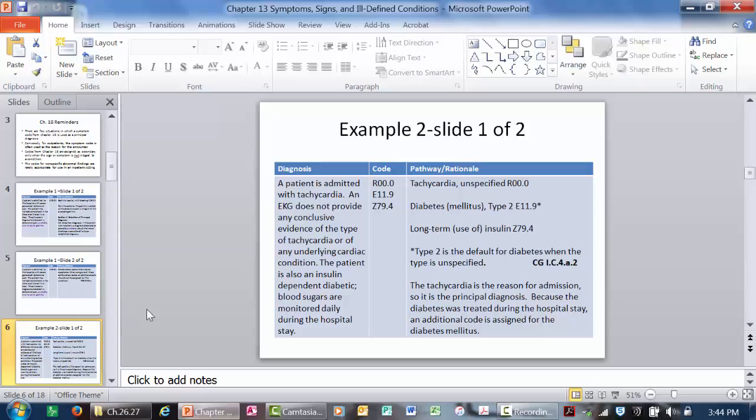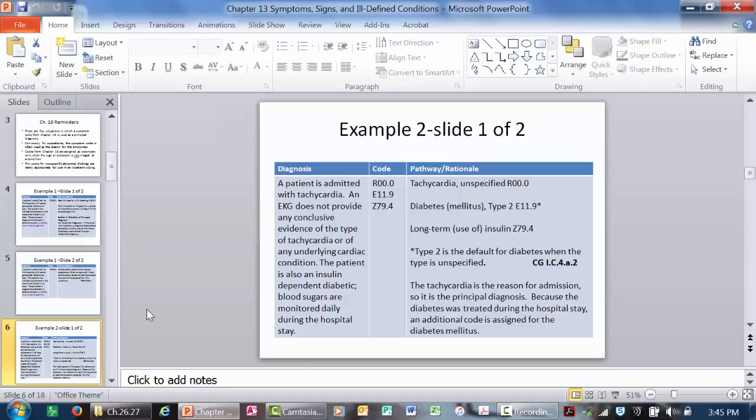In our next example, the patient is admitted with tachycardia. An EKG does not provide any conclusive evidence of the type of tachycardia or what's causing it. The patient is also an insulin-dependent diabetic, and the blood sugars are monitored daily. Why do they tell us that? Because in order for a condition to qualify as a secondary diagnosis, we have to know that it was dealt with in the course of the patient's hospitalization. So they're telling us, yes, her blood sugars were monitored daily. So we are going to report her diabetes and the use of insulin as secondary diagnoses.